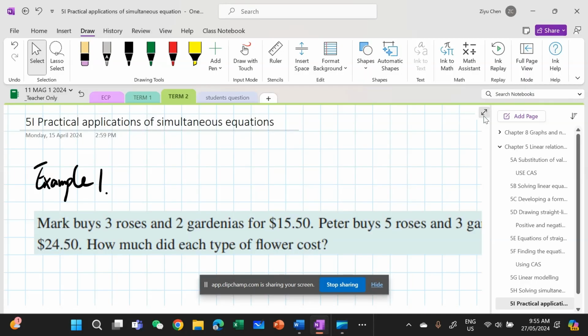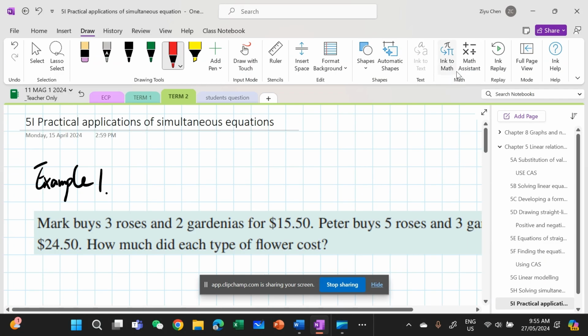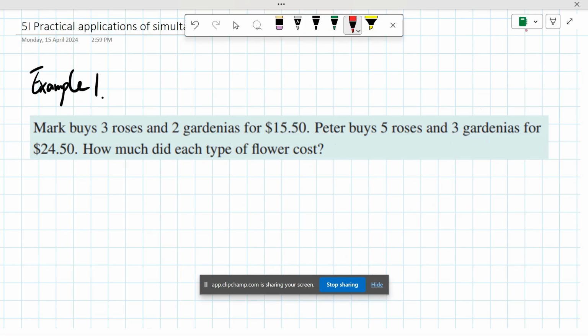Hello everyone, welcome back, and today we're gonna start practicing some applications of simultaneous equations. So first things first, we can start with creating the simultaneous equations for us.